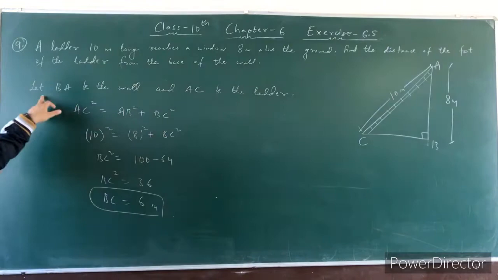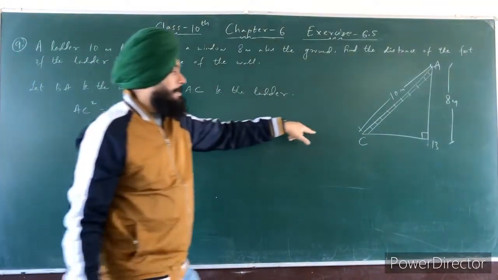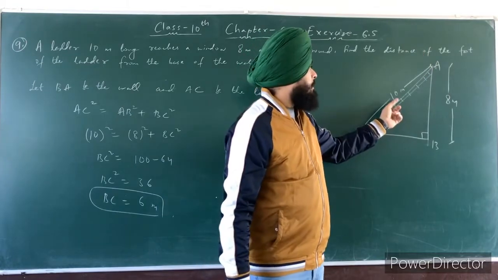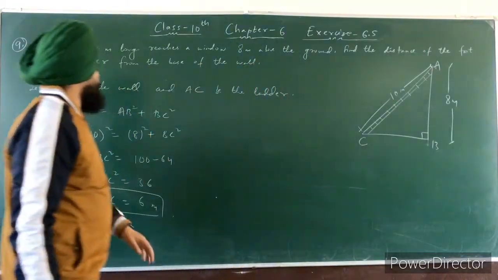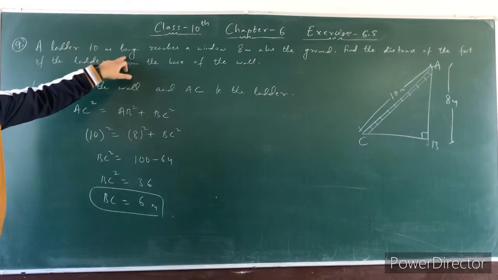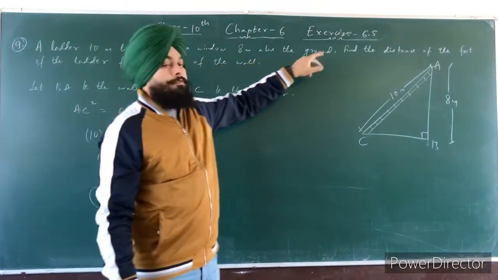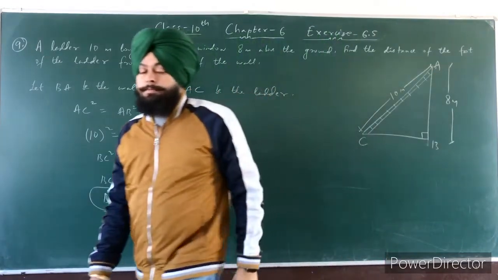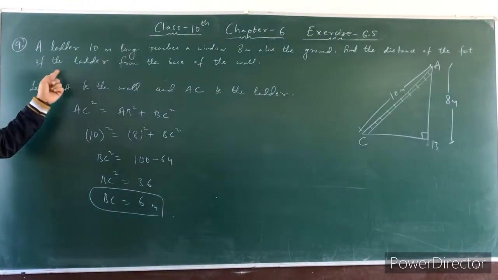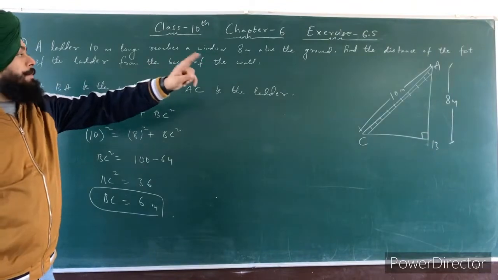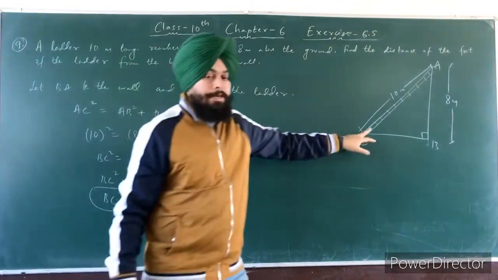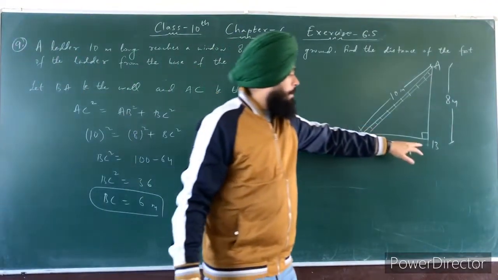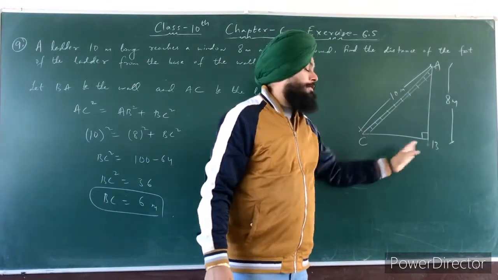So we write here, let BA be the wall and AC is the ladder, and the length of ladder is given already, that is 10 meter. And ladder is 10 meter long, reaches a window 8 meter above the ground, and the height of this wall is 8 meter. So we have to find the distance of the foot of the ladder from point C to the base of the wall, and the base of the wall is at point B. It means you have to find the length of BC.